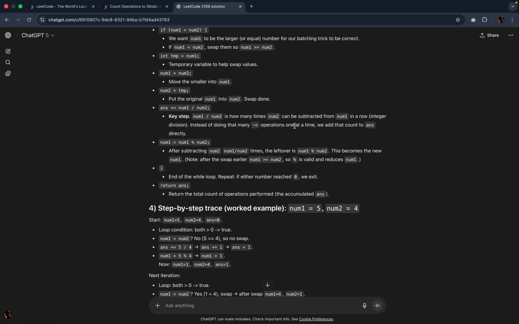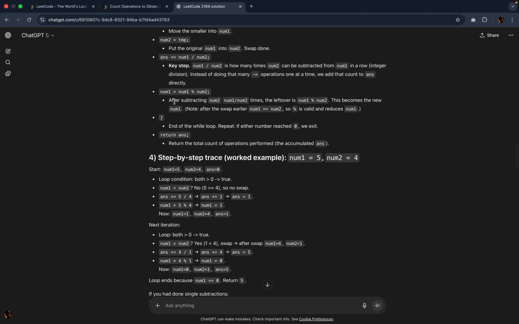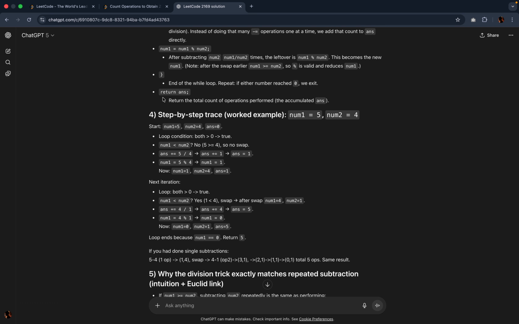So we are using that many operations, and we add that count to ans directly. After subtracting number 2 from number 1 that many times, the leftover is number 1 modulo number 2. This becomes the new number 1. Note that after the earlier swap, the modulo is valid and reduces number 1, and that's how the loop ends. We repeat it, and if either number reaches 0, we exit. So that's how it is.